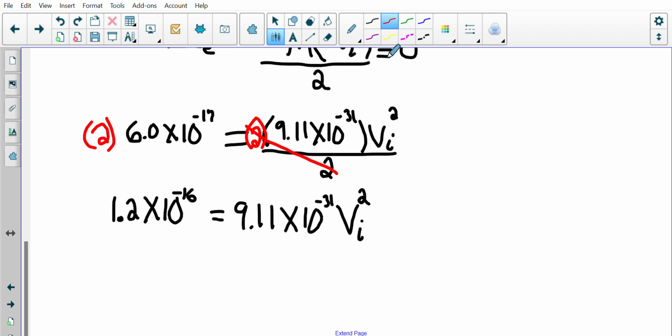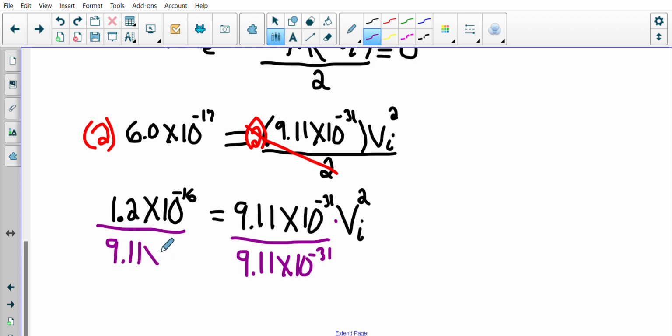All right, so then next up, again, I want to get VI by itself, so I'm going to divide both sides by this 9.11 times 10 to the power of negative 31. And what I do to one side, I'm going to do to the other. Okay, so those divide each other out, and we're down to VI squared here. And let's see, we take our 1.2 times 10 to the power of negative 16, divided by 9.11 times 10 to the power of negative 31.